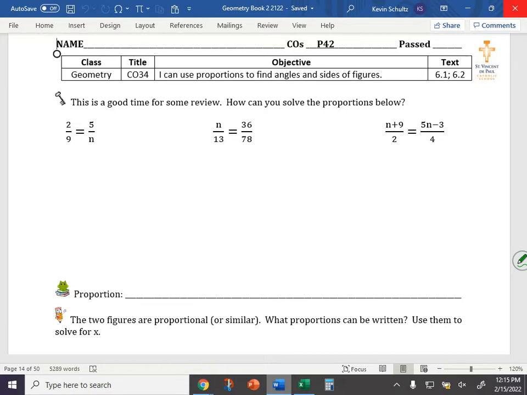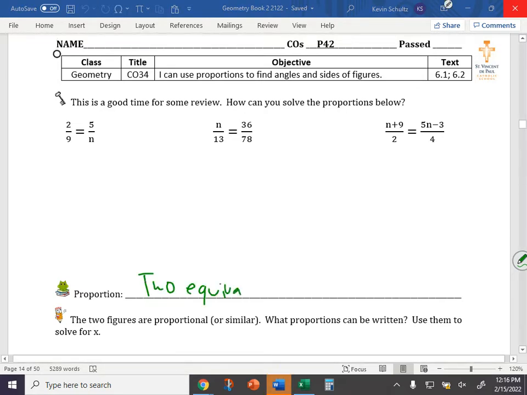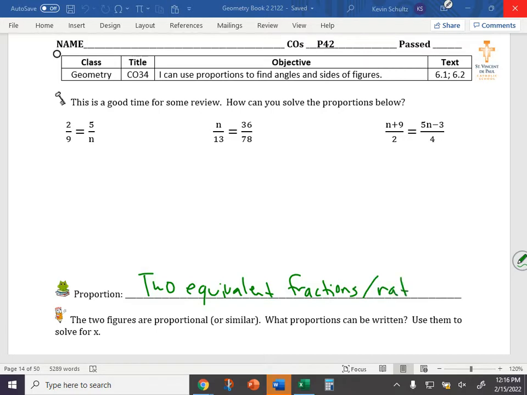But before we start, we're going to review how to solve a proportion. These three examples here are all proportions. If you recall from sixth grade math, probably, a proportion is simply two equivalent fractions. So you can fill that definition in here: two equivalent fractions or rates, since a rate can be written in fraction form.